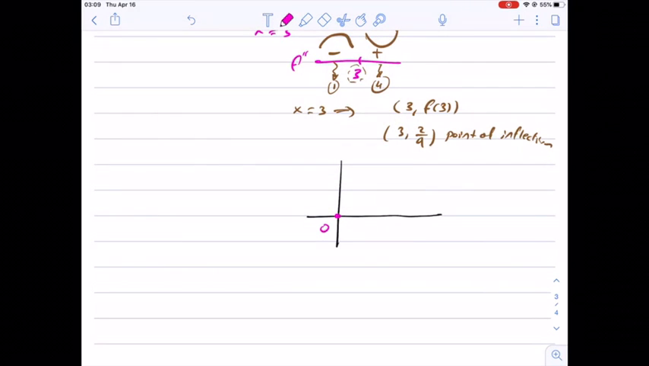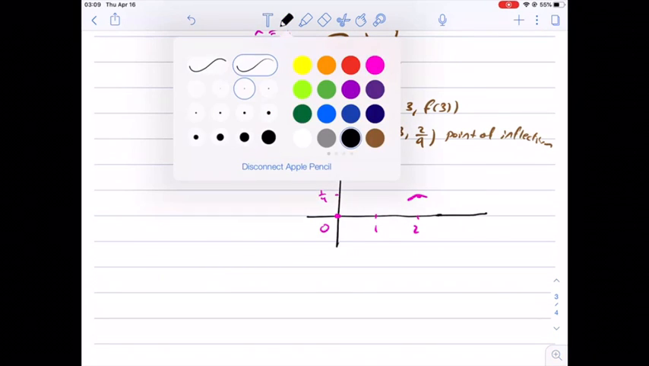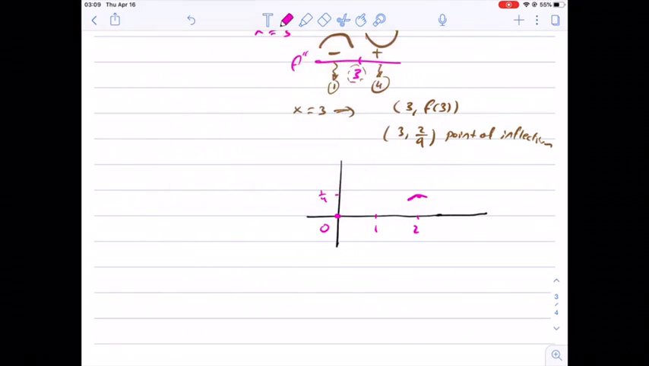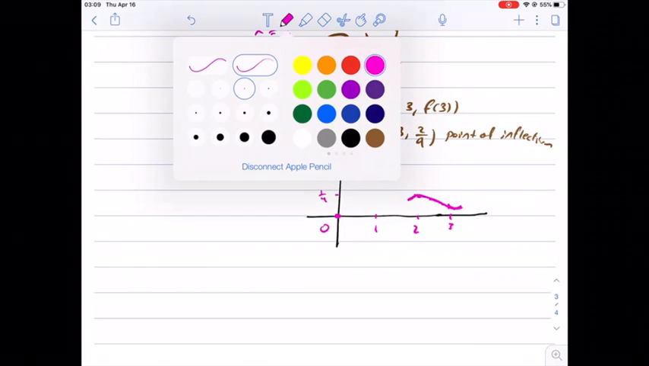Let's do the graph again here. We have some points 0, 1, and 2. 2 with 1/4 is a maximum. And at 3, we have inflection point 3 and 2/9. Here we have the inflection point. That means here it's concave down and then starts to be concave up here.